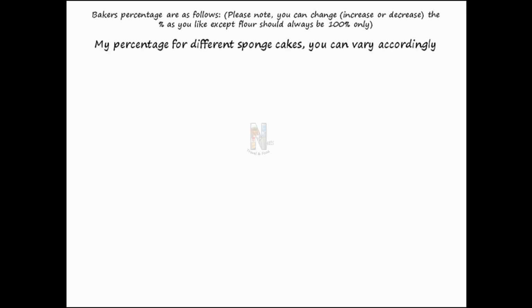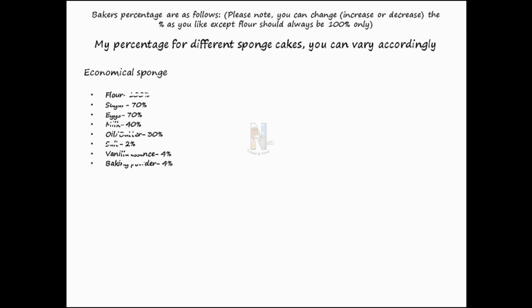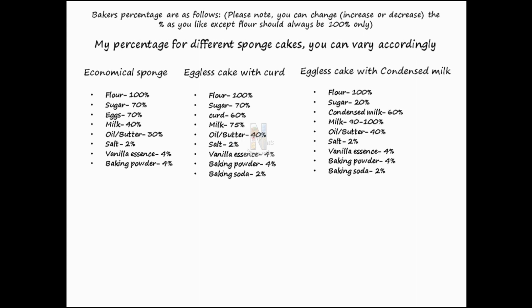Please remember, in baker's percentage, you can increase or decrease the percentage of any ingredient, except the flour, which should always be 100%. You can see my calculated percentages for different sponge cakes: economical sponge, eggless cake with curd and eggless cake with condensed milk.